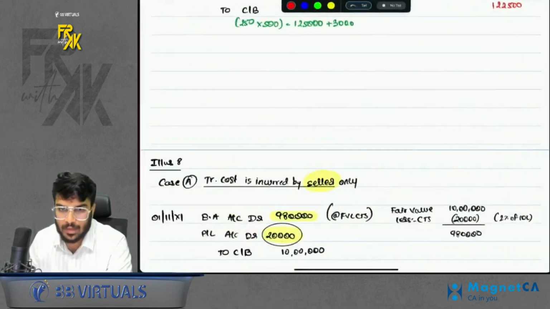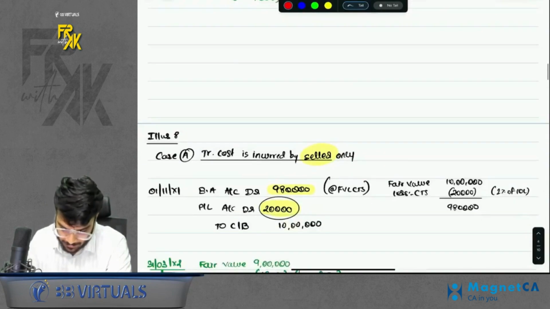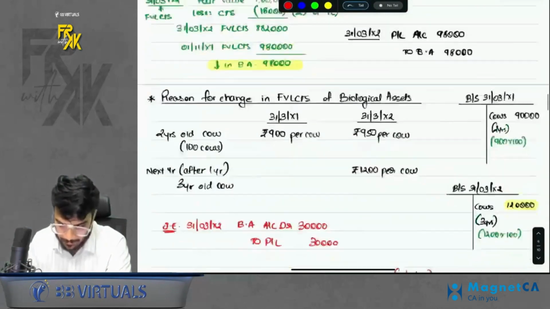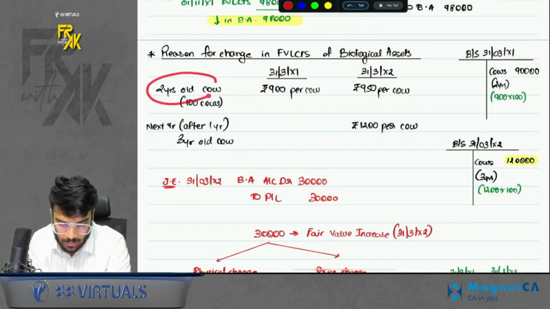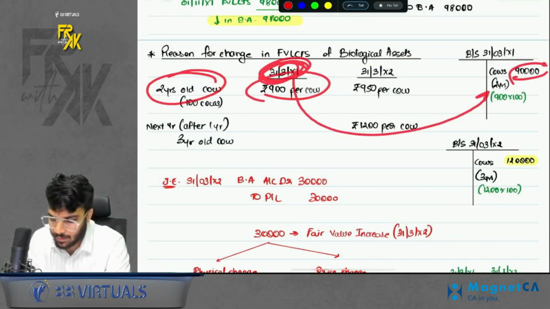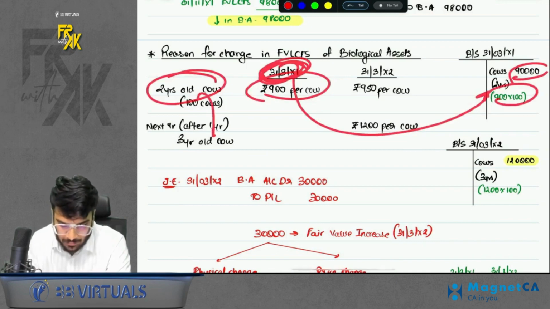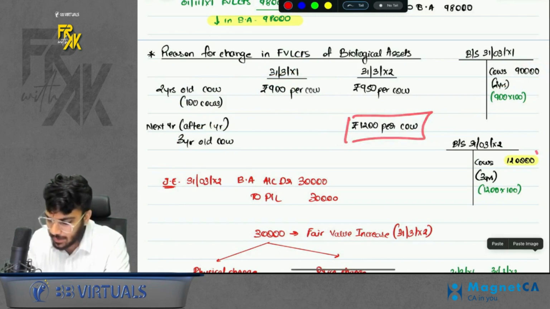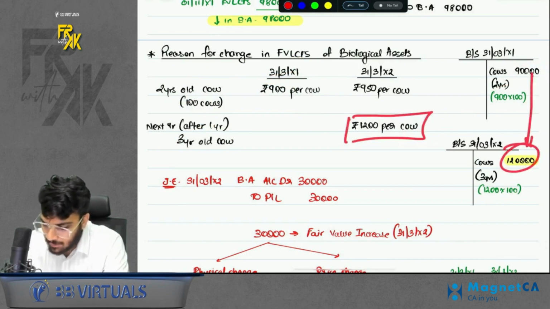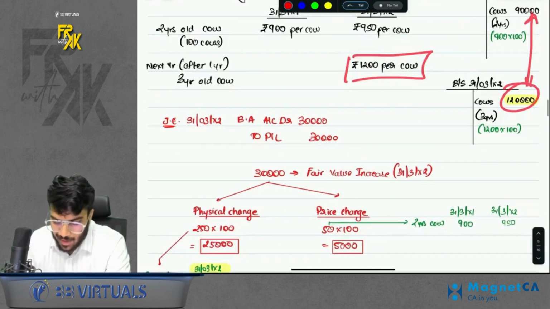How to calculate this? For this also we discussed one example. Let me show this to you. Wait, here it is. Reason for change in FVLCTS of biological asset. Let's say for example we have a 2-year-old cow of 900 rupees in 11. So we recorded it at 900. Now next year it became 3-year-old. The value is 1200. So next year the value became 1,20,000. So from 90 it became 1,20,000. Increase by 30,000. How will you book the increase?